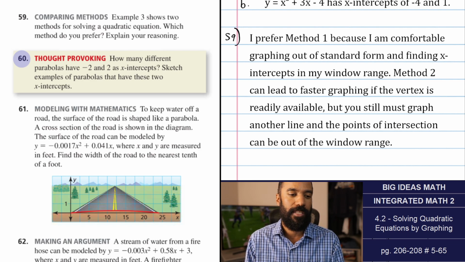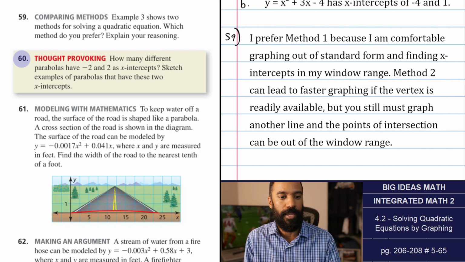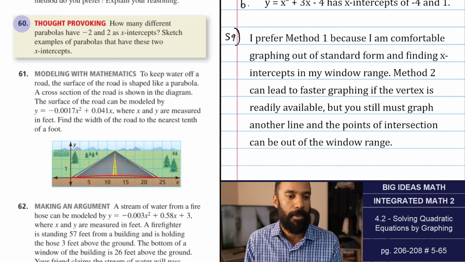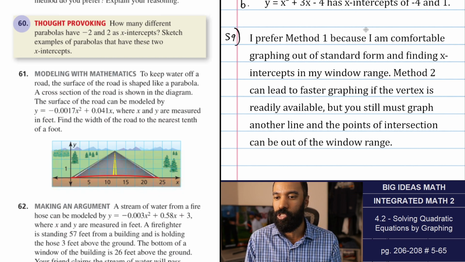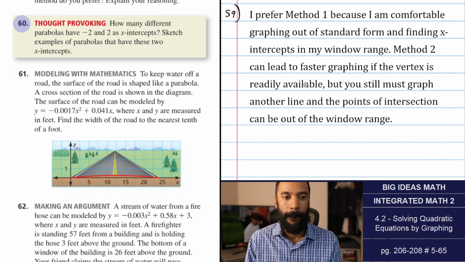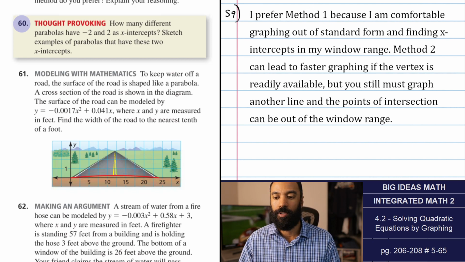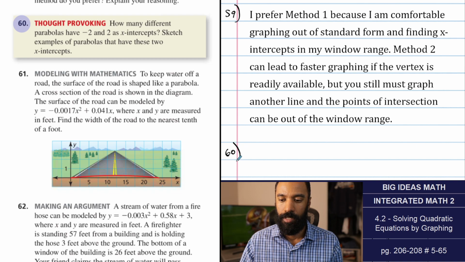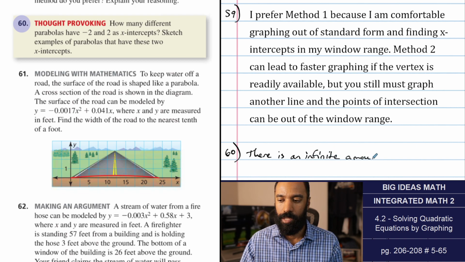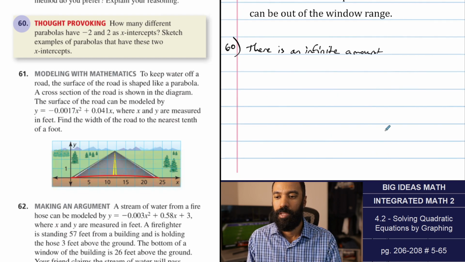Number 60, how many different parabolas have -2 and 2 as x-intercepts? Sketch examples of parabolas that have these 2 intercepts. There's an infinite number. So there is an infinite amount. Now I'm going to sketch this to make sure this makes sense here.